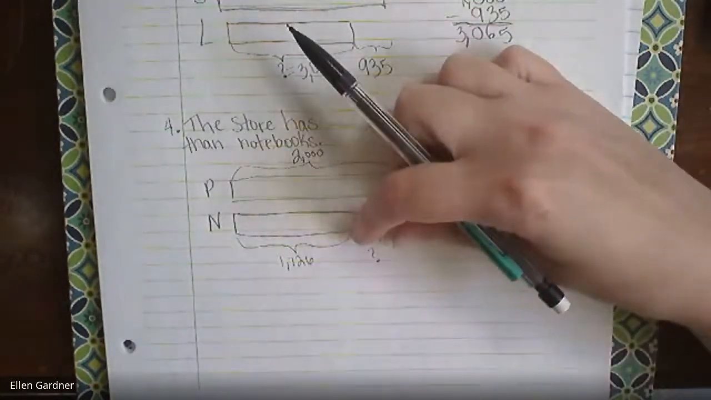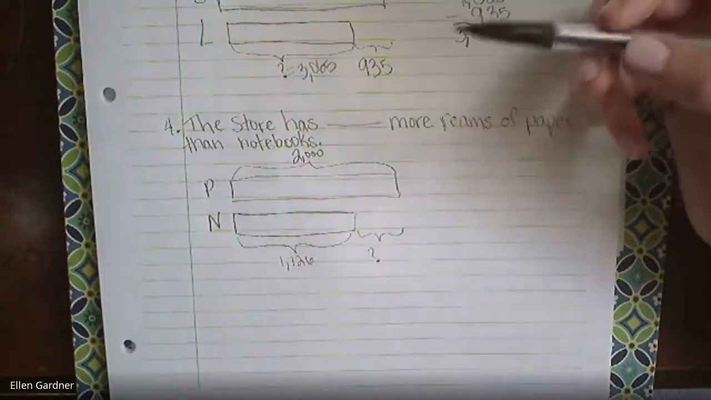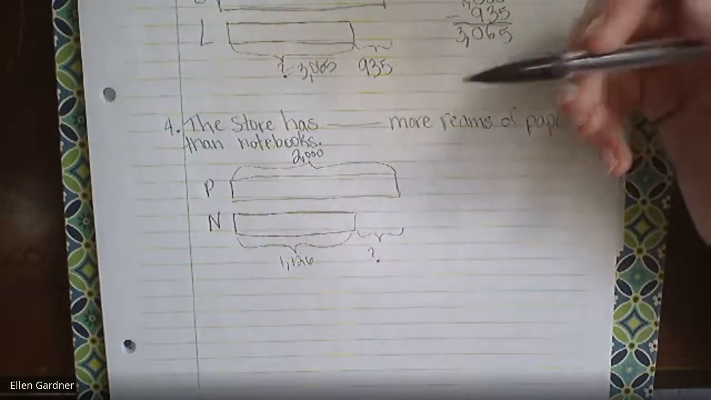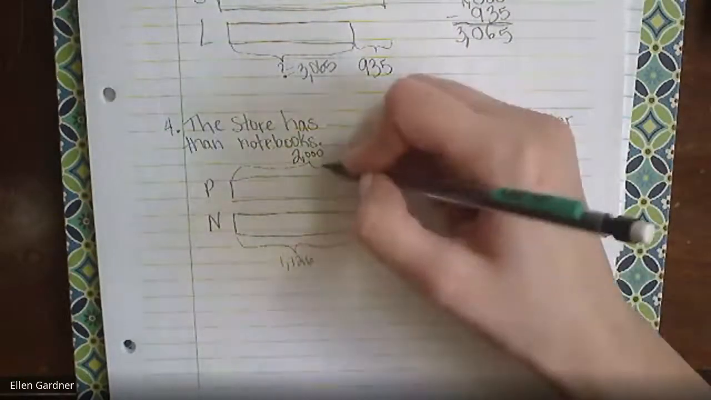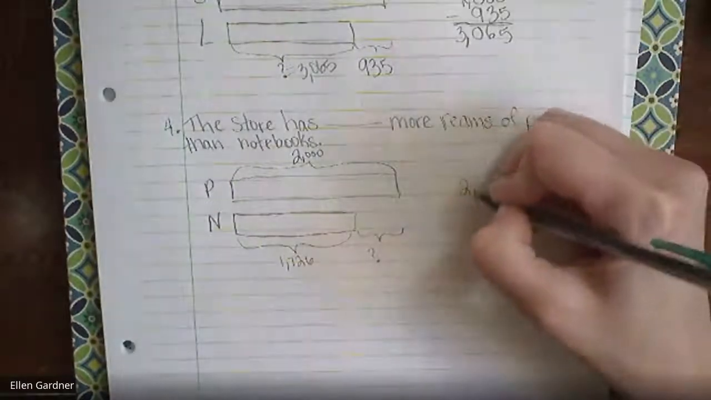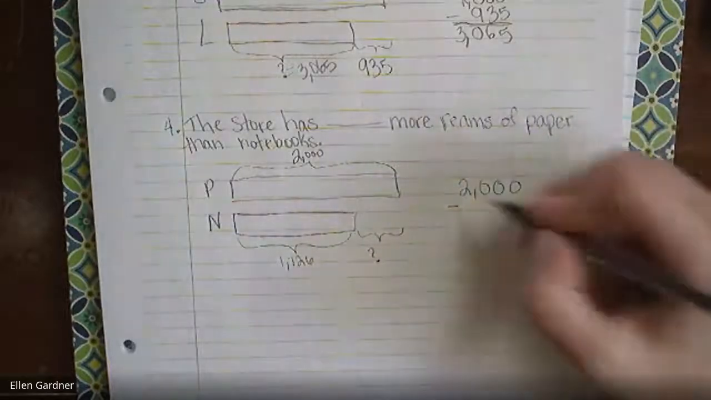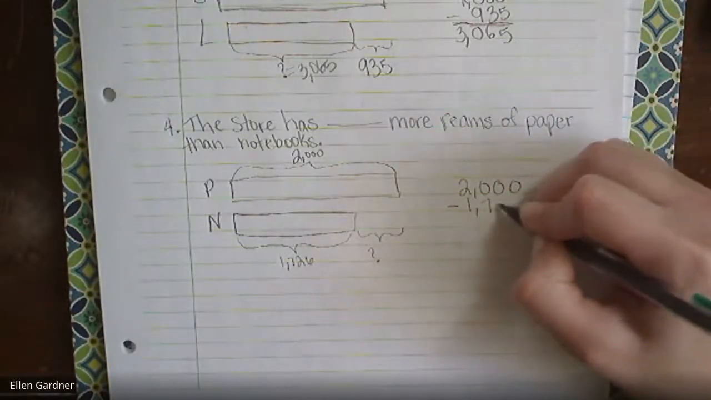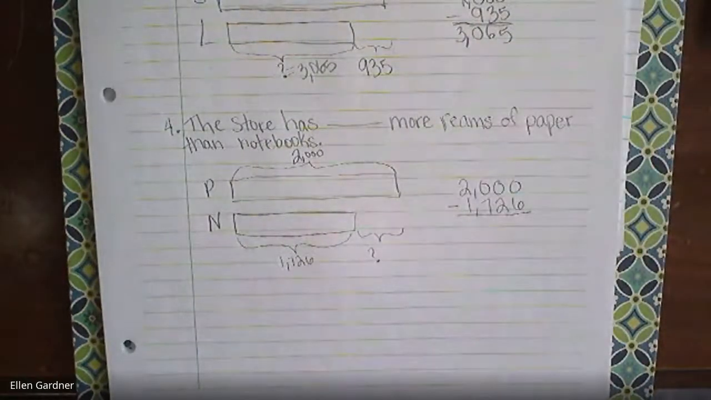Now we're trying to solve for the difference between these two. The difference in subtraction, the difference in math, means that it is the answer to our subtraction problem. We're going to subtract 1,726 from 2,000 to find our answer of how many more reams of paper were at the store. Okay. Pause the video, please, and work this problem on your own, and then continue it when you're done.